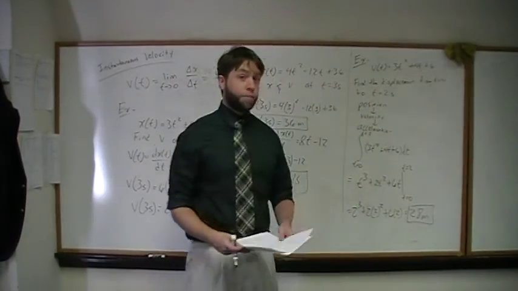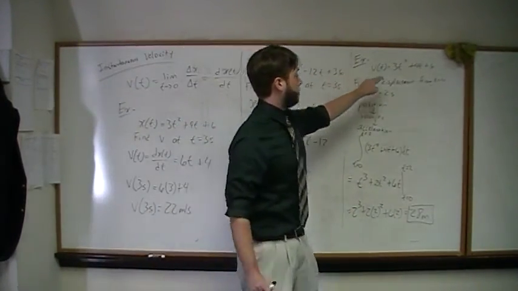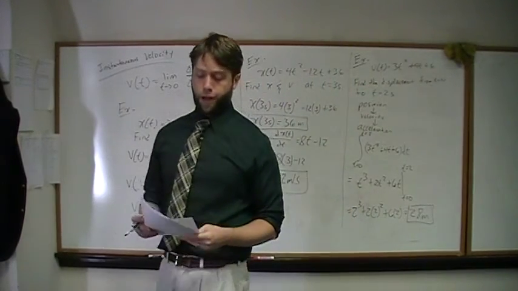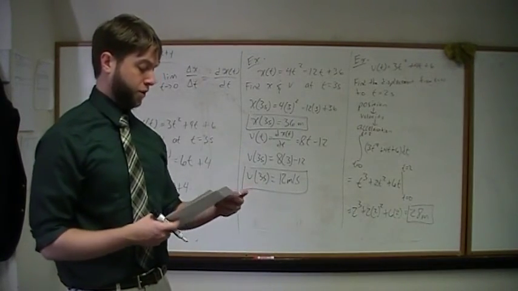So our change in position, our displacement, with this velocity function from t equals 0 to t equals 2 seconds is 28 meters. Okay? Hopefully that is pretty straightforward.